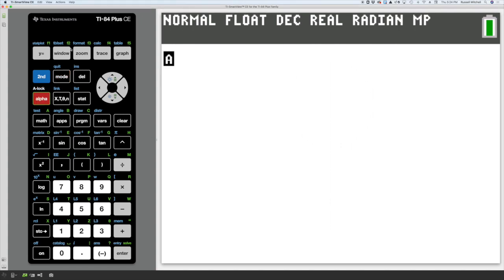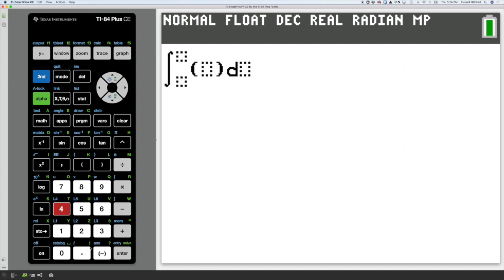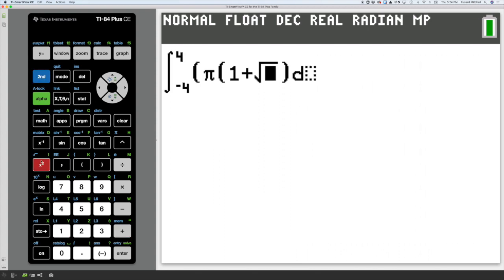Okay, so we're going to integrate. So it's going to be number 4, right? Doing that a lot. Okay, and we're going to go from -4 to 4. And then what we're going to integrate is pi, and then times my big R, right? So 1 plus the square root of 25 minus, and it's going to be x squared because we can't do y.